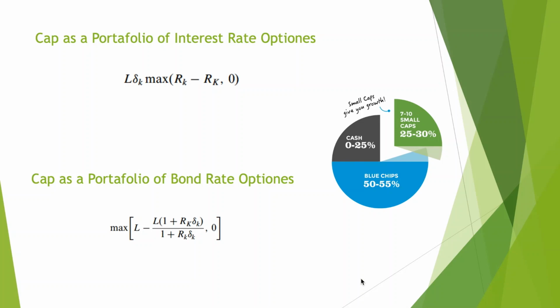Cap as a portfolio of bond rate options. This is the formula. This expression is the payoff from a put option with maturity T_k on a zero coupon bond with maturity T_{k+1} when the face value of the bond is 1 + R_2 delta_k and the strike price is L. It follows that an interest rate cap can be regarded as a portfolio of European put options on zero coupon bonds.